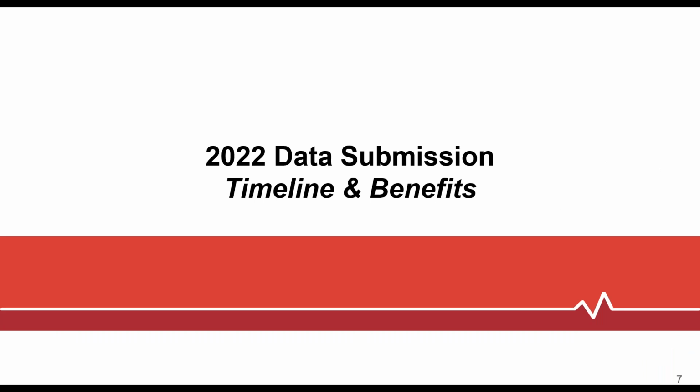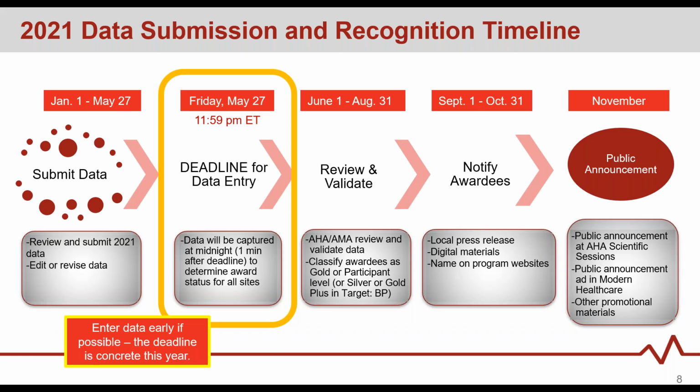All right, let's walk through the timeline for upcoming months. Right now, we are in the data submission period. You can edit or revise your data in our online platform anytime up until the deadline of May 27th at 11:59 p.m. Eastern Time. Following that deadline, the AHA and AMA will be reviewing and validating the data submitted to classify awardees by award level.